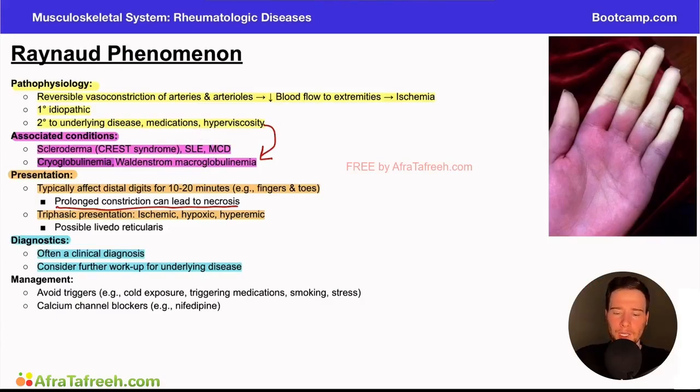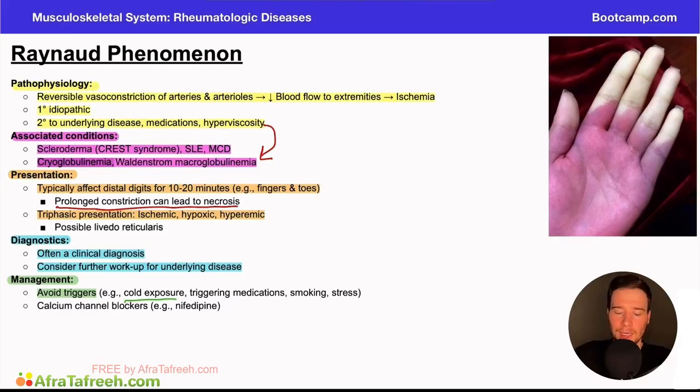Now, when we think about the management here, we really want to aim to avoid triggers. And so what does this mean? Well, things that can cause these vasospastic episodes, right? So things like cold exposure, when our hands get really cold, we have vasospasm in the extremities. Why? Because we want the blood in our core. We want to keep our body core temperature elevated at the expense of having cold extremities. As you can imagine, this can trigger an event, right? This can trigger an episode. If we have the extremities cold, we're inducing vasoconstriction of the extremities. That can obviously lead to this presentation.